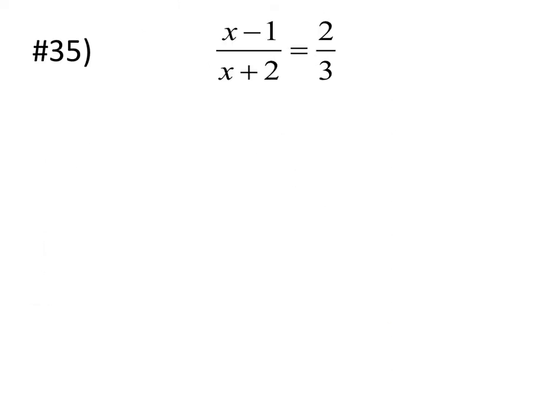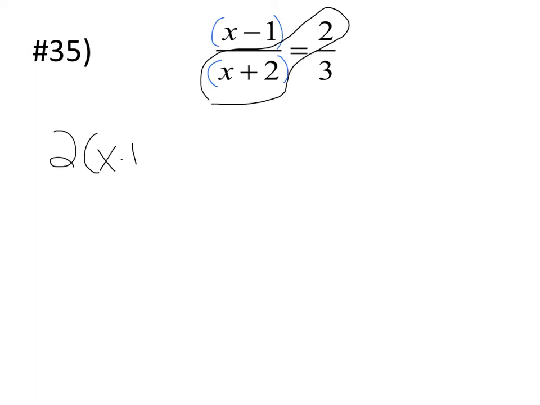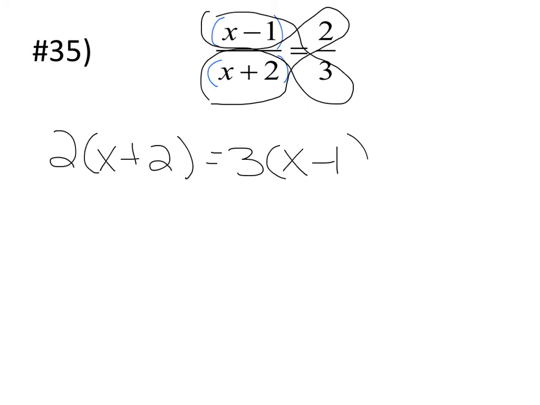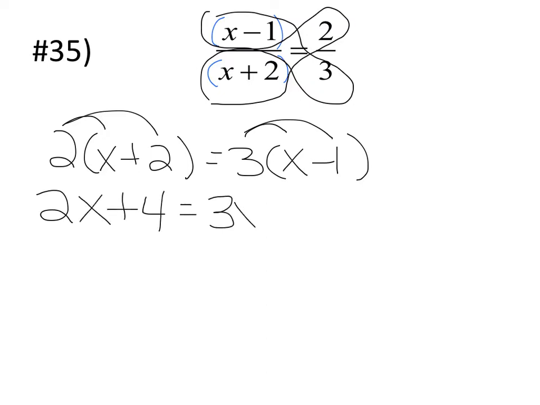Okay, you have two options here. Because it's a fraction on either side of the equal sign, you can just cross multiply. So put parentheses around these, and then cross multiply. So 2 times x plus 2 is equal to 3 times x minus 1. You can find the LCD and do it that way, but this way is easier. So you have 2x plus 4 is equal to 3x minus 3.